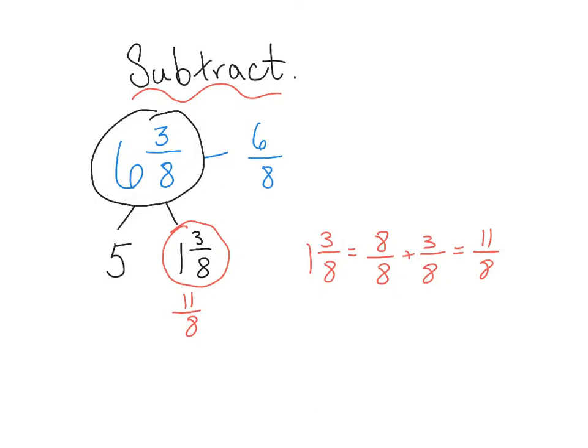So now we can take 5 11/8 and subtract 6/8 to give us 5 5/8. Now, guys, if we look at 5/8, can that be simplified? No. 5 and 8 do not share any common factors. So the answer of 6 3/8 take away 6/8 is equal to 5 5/8.